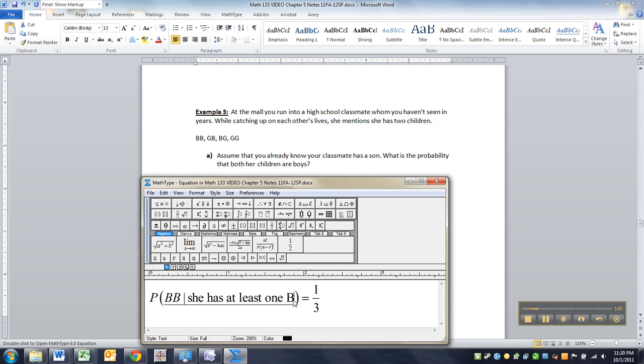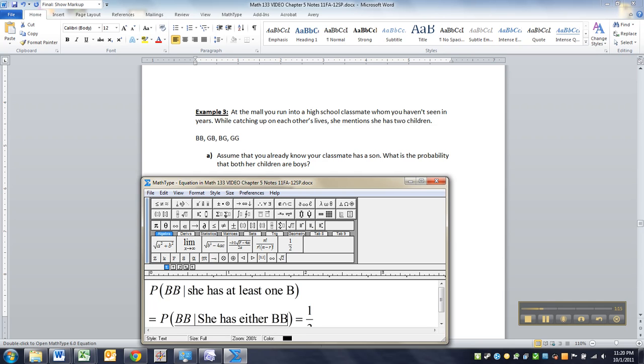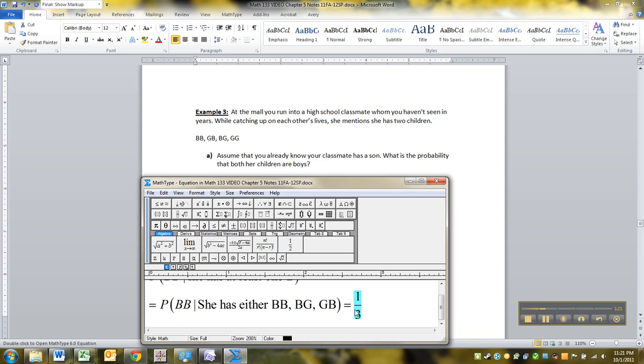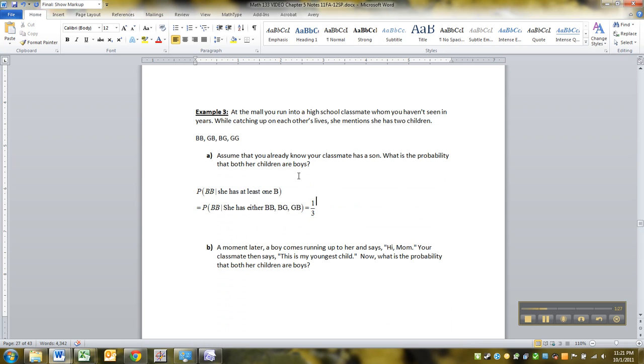In other words, let me write it out a different way. You want to know the probability of boy, boy, given that you know that she has either boy, boy, boy, girl, or girl, boy. That means there's only 3 possible outcomes. You know that girl, girl is off the table for her, so you can't even consider it. And that leaves you 1 out of 3.